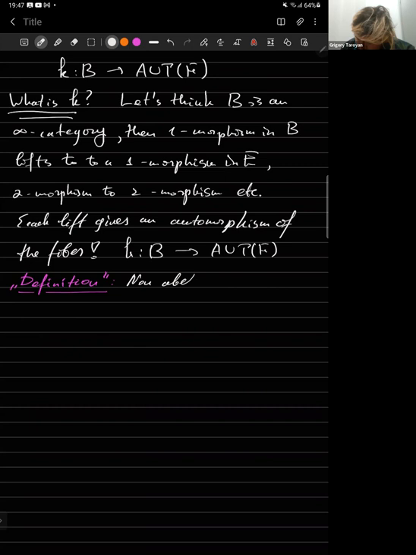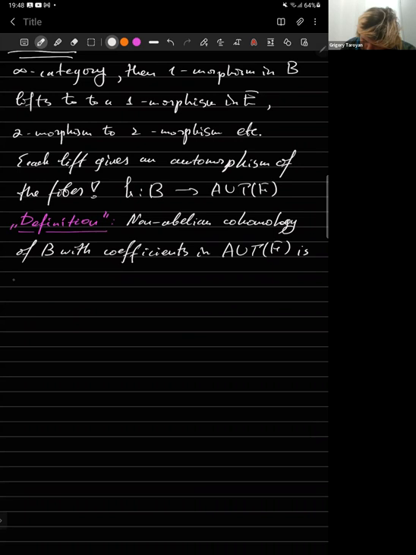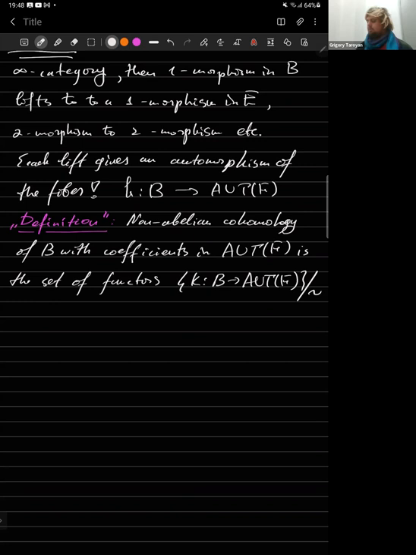Non-abelian cohomology of B, the coefficients in automorphisms of F is the set of functors up to the naturally defined equivalence relation of two such functors. So we obviously can twist the functor by equivalence in the base and by an equivalence in automorphisms and get another functor which is equivalent to the first one. So up to such equivalence, the set denoted by H(B, Aut F) is a non-abelian cohomology of B with coefficients in Aut F.